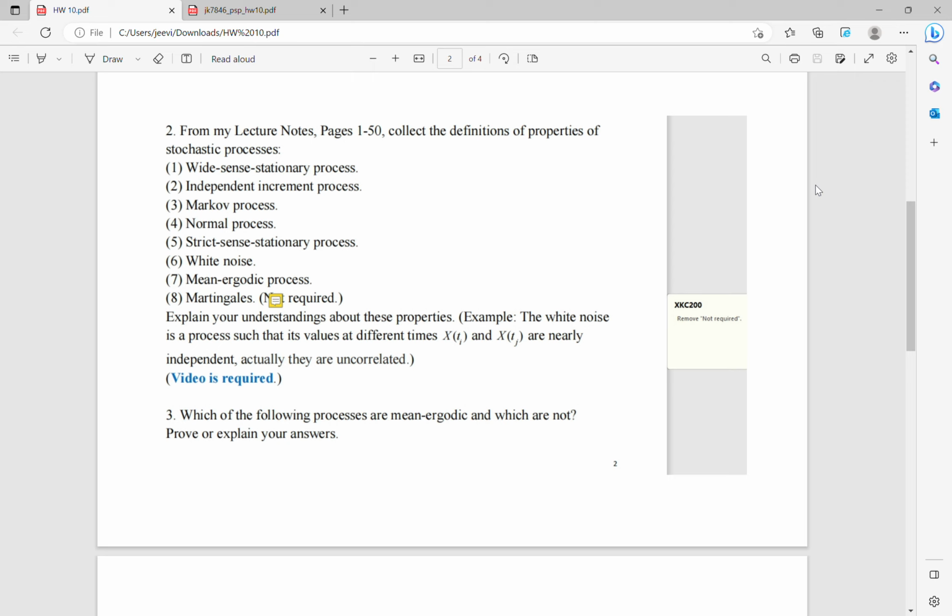Hello everyone, I'm Jivika Kancharla and today I'll be explaining the solving of the second question in homework 10 of the course Probability and Stochastic Processes. Before we look at the solution, let's have a quick look at the question.